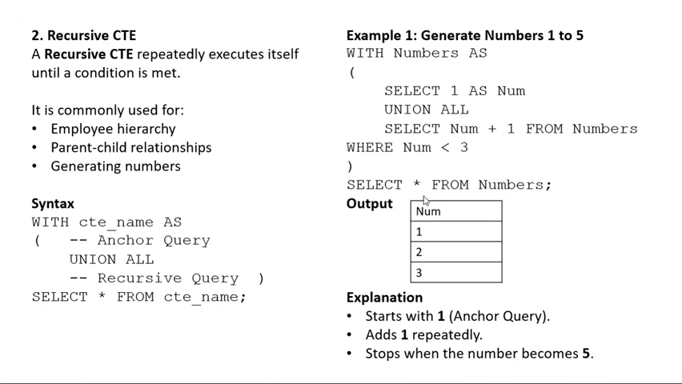So the output starts at 1 and prints while num is less than 3, so first 1, 2 and then 3. After that, any number is not printed because the condition is false, so 3 is enough. As an explanation: start with 1 in the anchor query, and add 1 repeatedly. It would stop when the number becomes 5, but with the condition num is less than 3, the last value printed is 3.